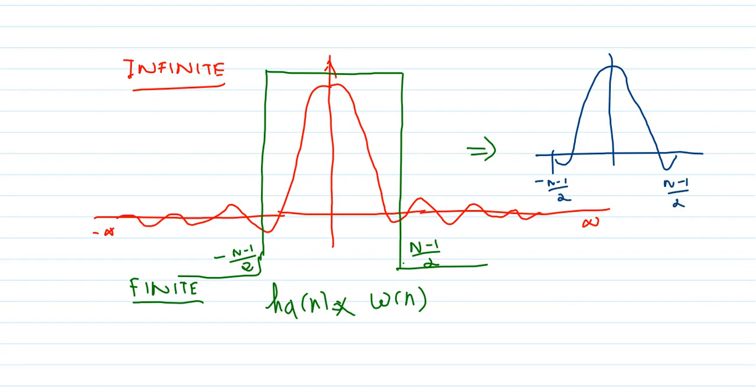So you're abruptly cutting the signal by multiplying it with the window function. What happens whenever you do this kind of abrupt cutting? There will be some implications, right?